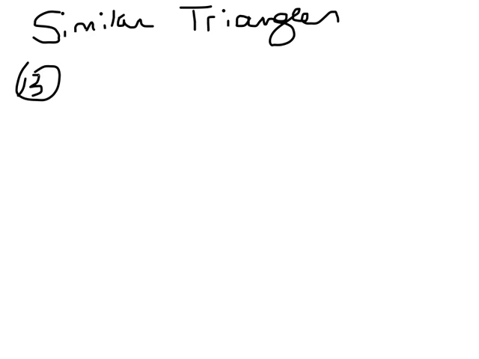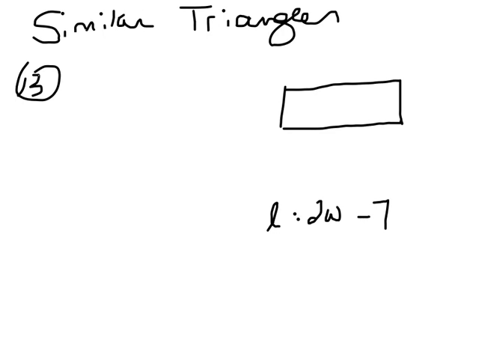So for number 13, it says the length of a rectangle, so we're going to draw a rectangle. The length is 7 centimeters less than, which means I'm going to subtract 7 from something. What am I going to subtract it from? Twice the width is what comes next, so it'll be 2w. So my length is 2w minus 7, and since I called the width w, I can use this information to solve this.